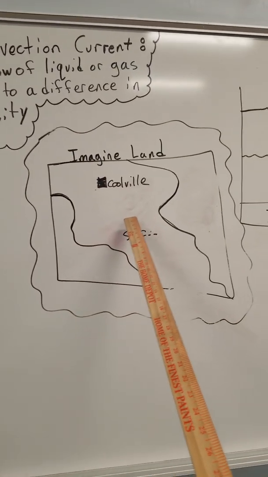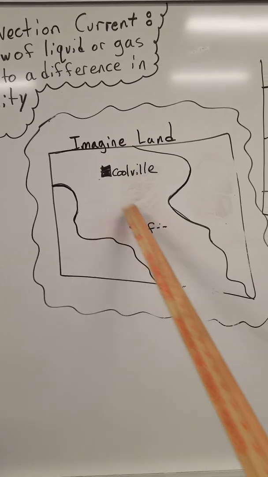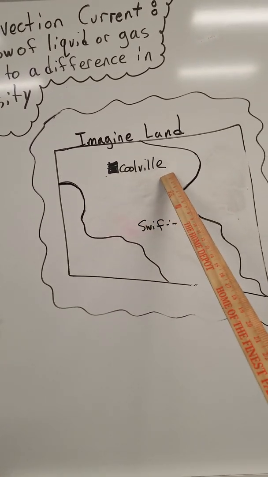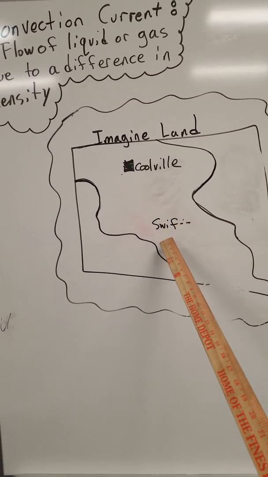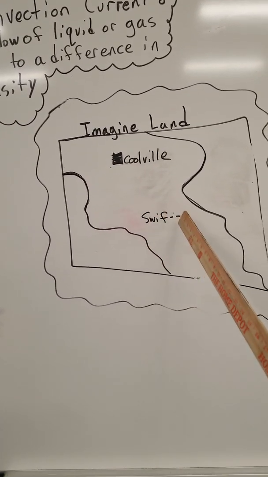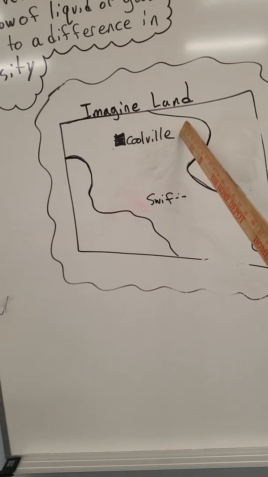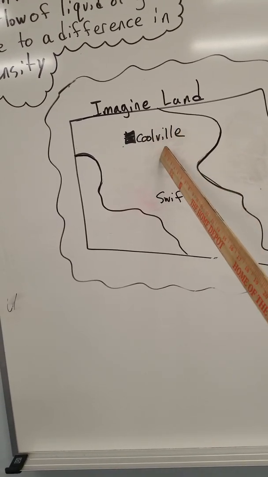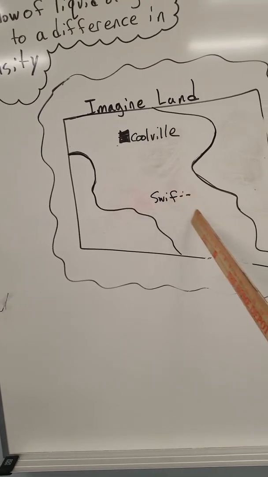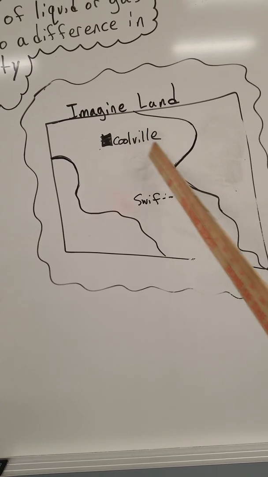Here we have Imagine Land. Okay, so this is a map. This is a river basin. This is the city of Coolville, and this is the Swift River. Somewhere, it's not shown, but there's a river that runs through here called the Swift River. And every time it rains near Coolville, that water runs into the Swift River and out to wherever the Swift River goes.